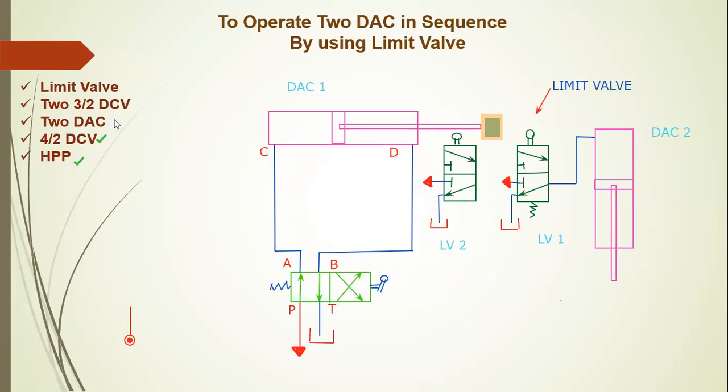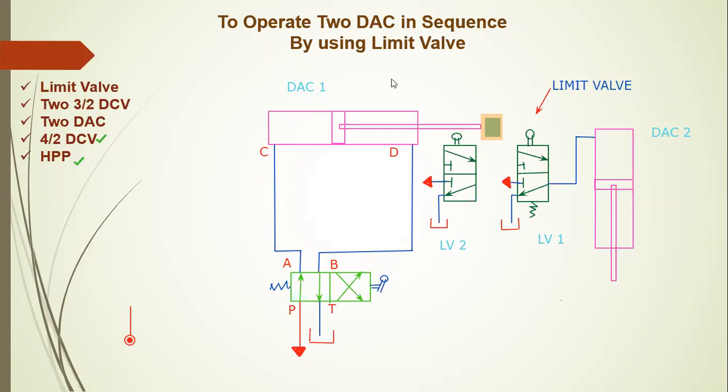Then after, two double acting cylinders are required, double acting cylinder first and double acting cylinder second. Then after, two 3 by 2 direction control valves. Then after, two limiting valves are required to operate the two cylinders. Here give the two limiting valve to operate the other double acting cylinder. Let's complete the connection to operate both direction control valves and both double acting cylinders.